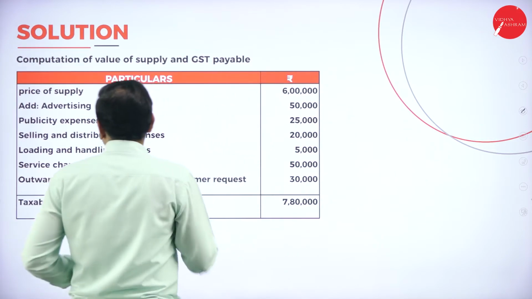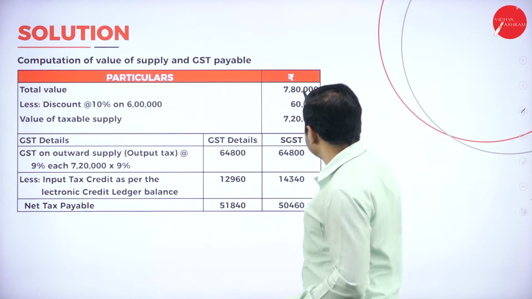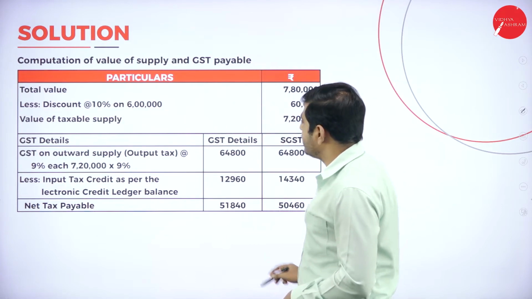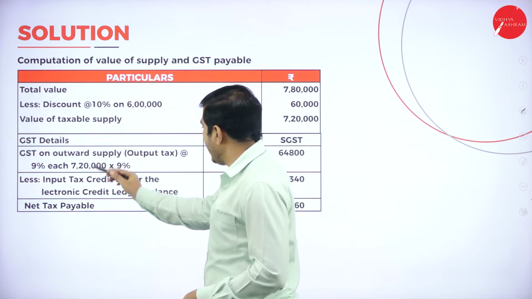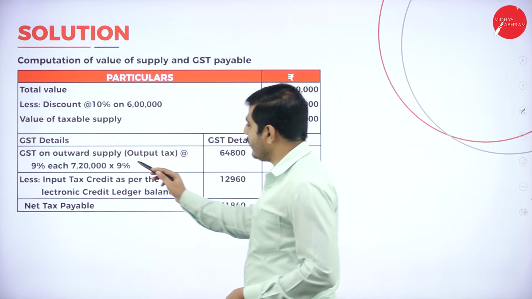Now let's calculate. The total value of supply is 7,80,000. Deduct the discount. Again, the taxable value is 7,20,000. Again, now we have to calculate the GST. So what is the total?